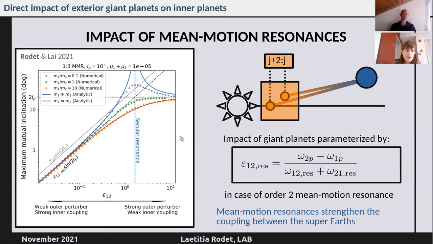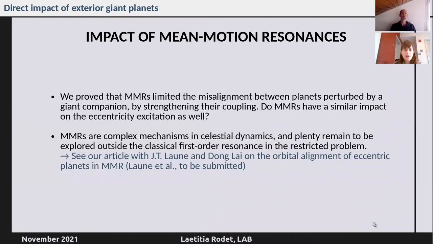They are resisting a strong perturbation from the giant planet, and also the misalignment is smaller when you have a resonance. It means that the mean motion resonance is strengthening the coupling between the super-Earths. So there's still a lot more to do involving mean motion resonance.